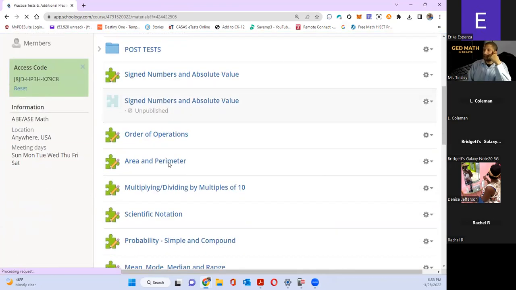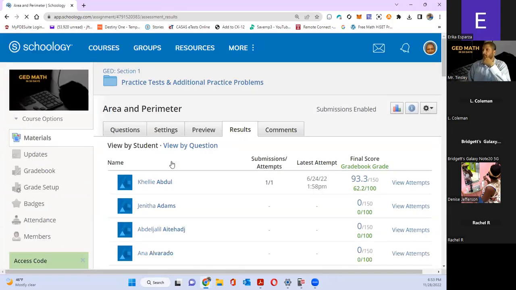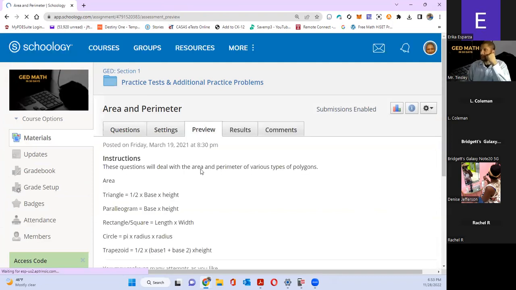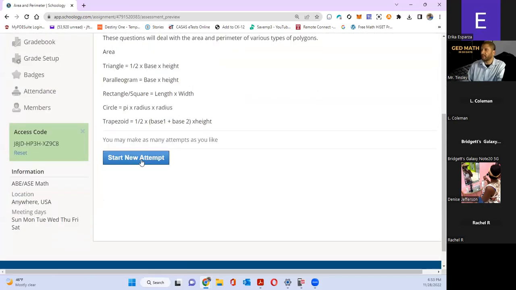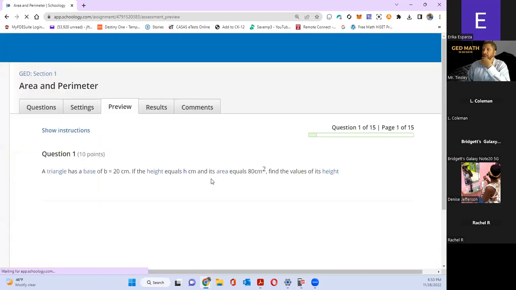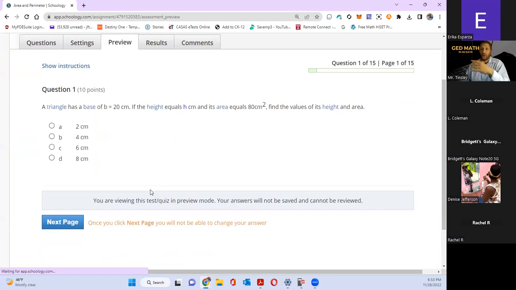And we're looking for area and perimeter right there. Okay. Let's go to preview. I gave you the formulas, but let's look at them. Start new attempt. So a triangle has a base of 20. If the height equals h and its area is 80 centimeters squared, find the value of its height.